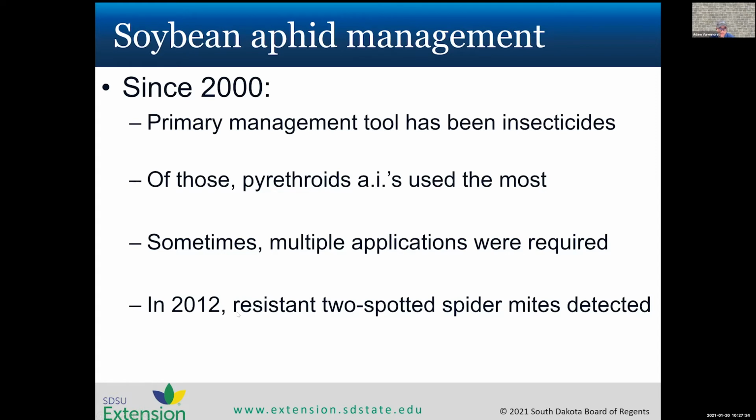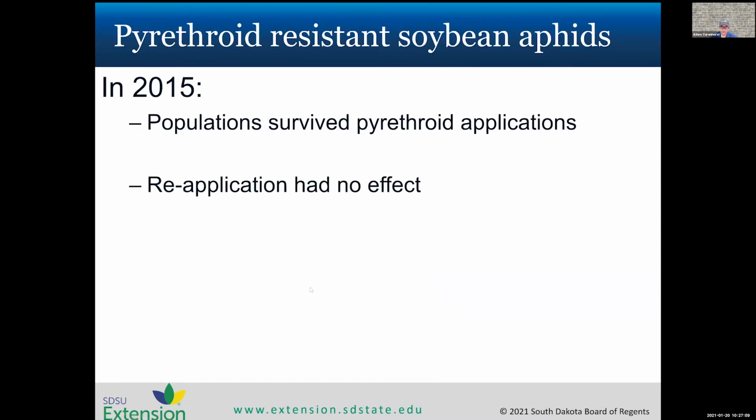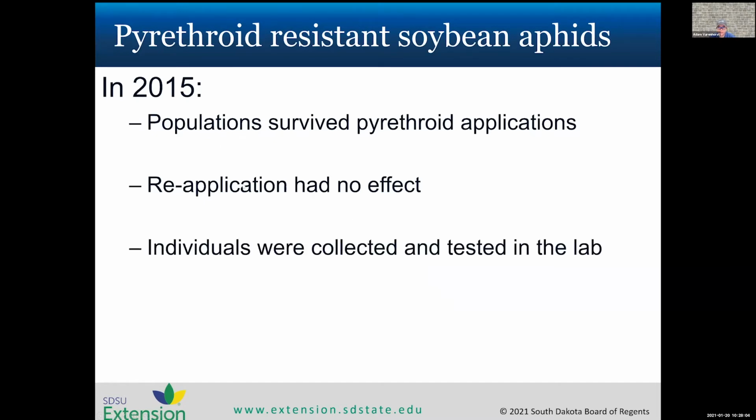We spray aphids a lot. We haven't been spraying two-spotted spider mites a lot back in 2012, but all of a sudden we're seeing an issue. So maybe it's because we were spraying the soybean aphids so much. In 2015, reports of soybean aphids that were resistant or just field failures of pyrethroid applications came from Minnesota. As you can see, it wasn't a single location. It actually came from a lot of places. The big issue here is that these were retreated and still had no effect. And so they were collected, tested in the lab, and they were resistant to the pyrethroids that were being applied.